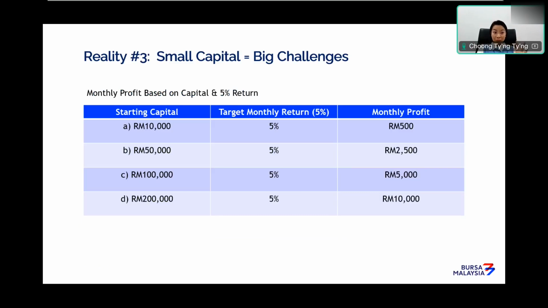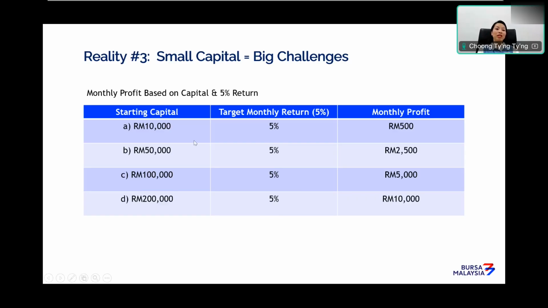I'm going to lead you through it column by column. Let's say you start with a capital of 10,000, assuming a target monthly return of 5%, which I think is quite fair for futures traders, not too high and not too low. This is a monthly, not yearly, return. With a starting capital of 10,000, your monthly profit is only 500. My question to you: with 500 and without any other income, as a full-time trader, are you able to sustain in the market for the longer term?